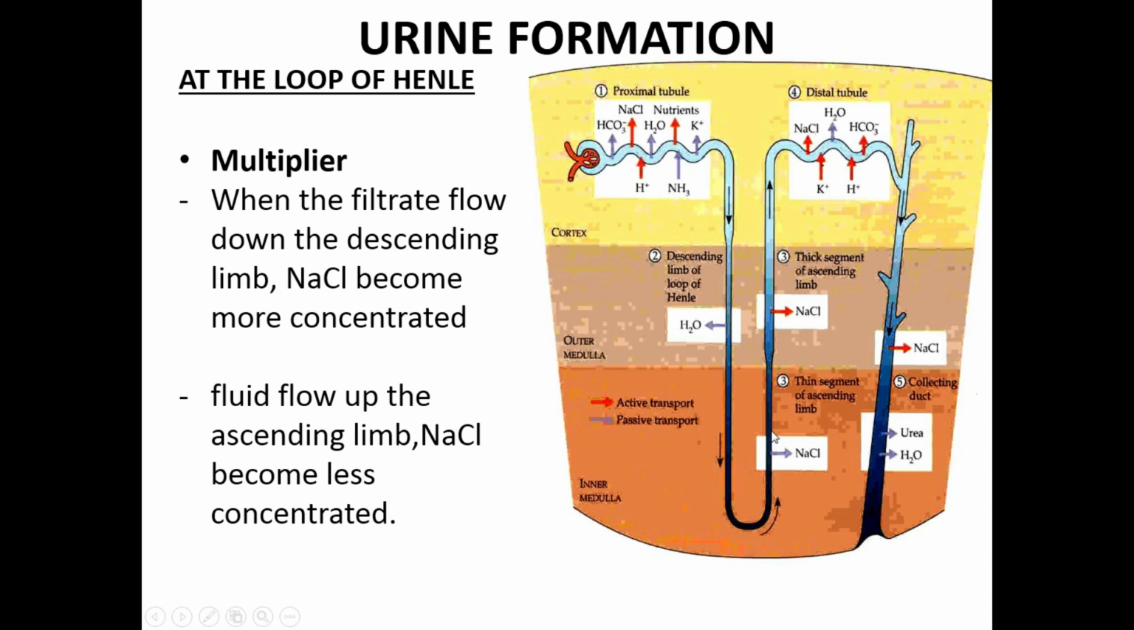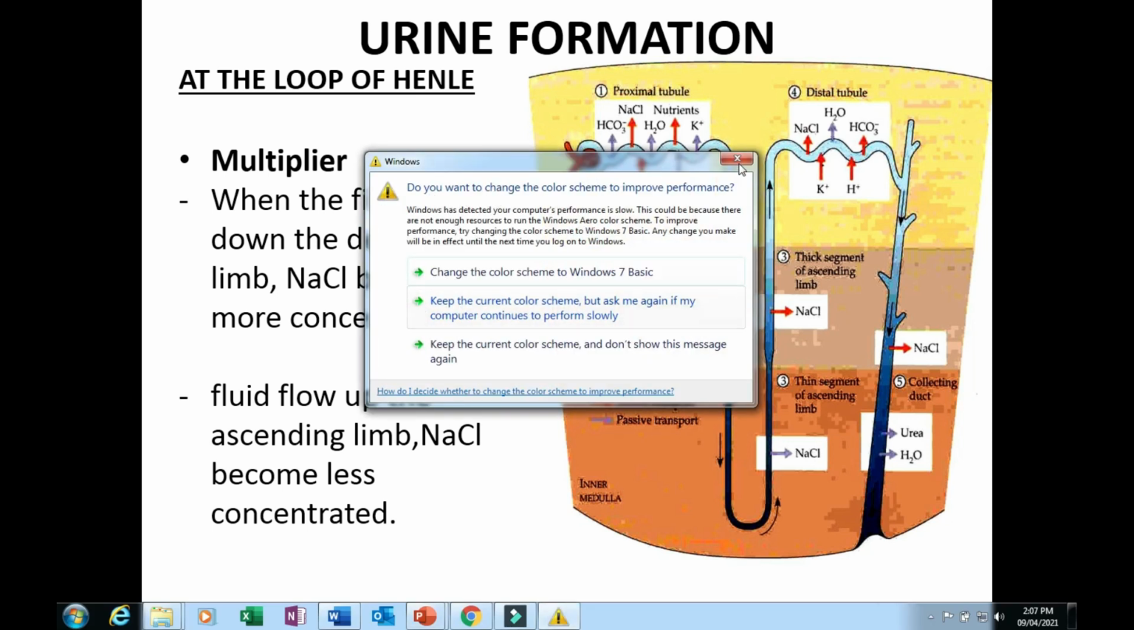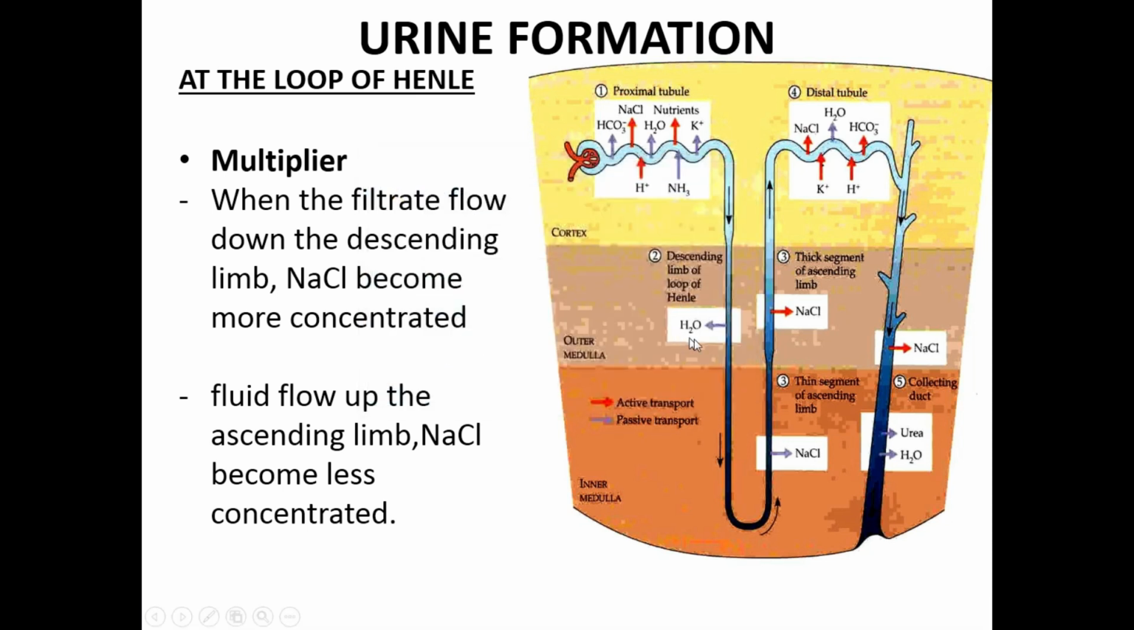osmolarity. What is meant by osmolarity? The concentration of solute. If less concentration of solute, low osmolarity. If more solute, that means high osmolarity. So after water has moved out, reabsorption of water occurs at the descending limb because the wall of the descending limb is permeable to water. So reabsorption of water occurs at the descending limb.